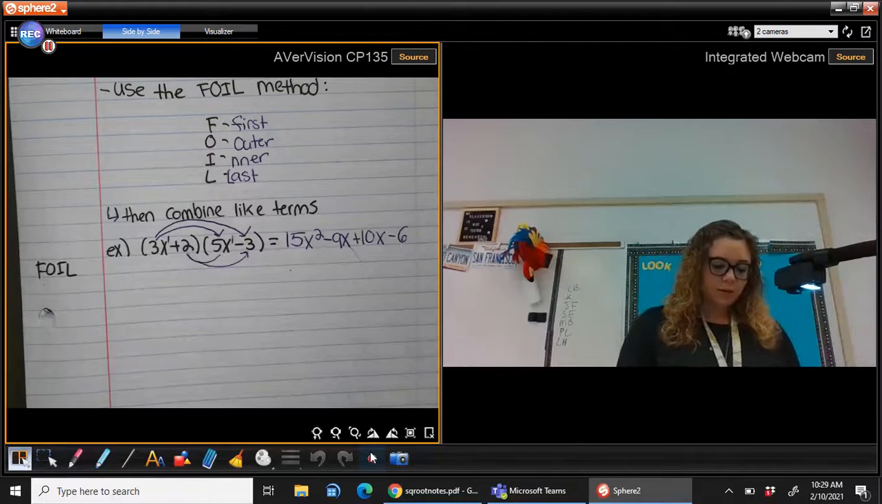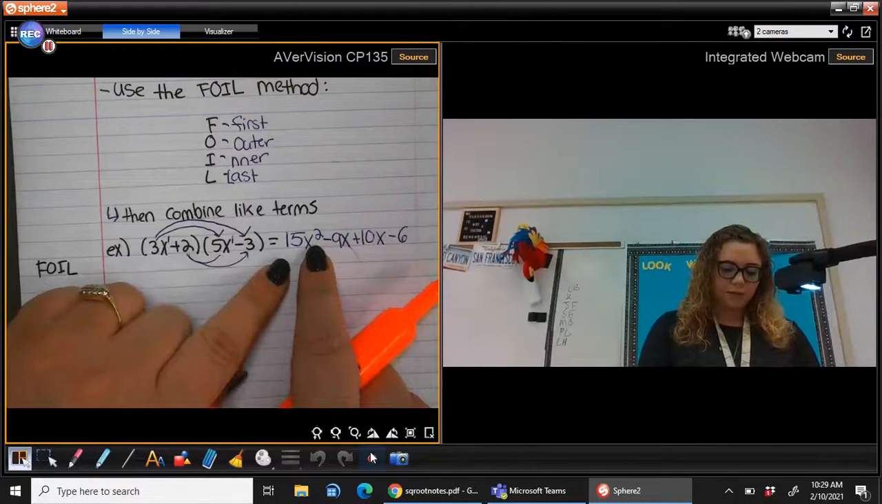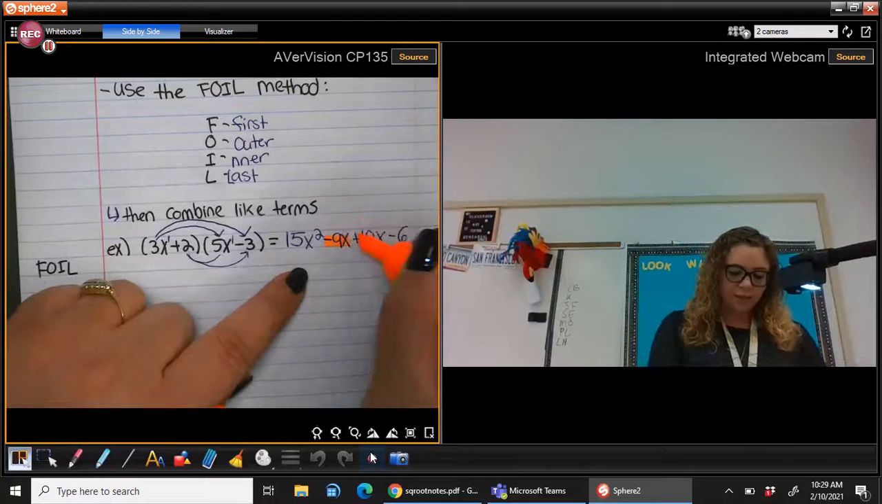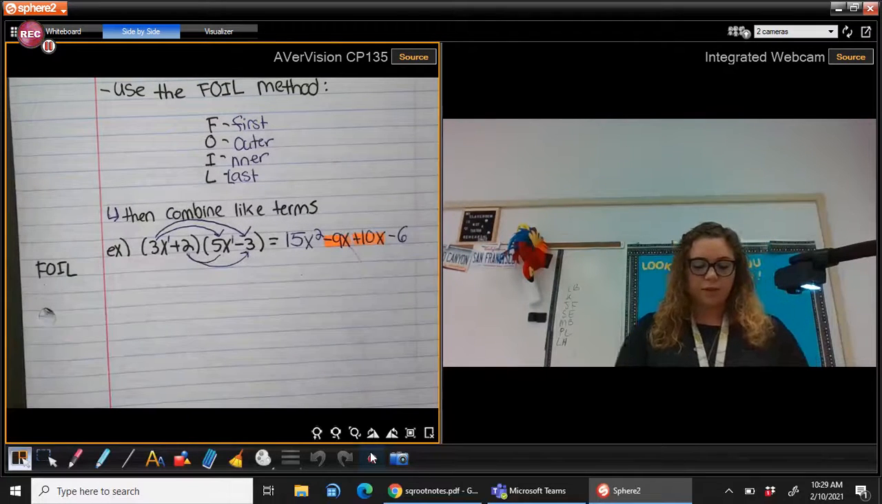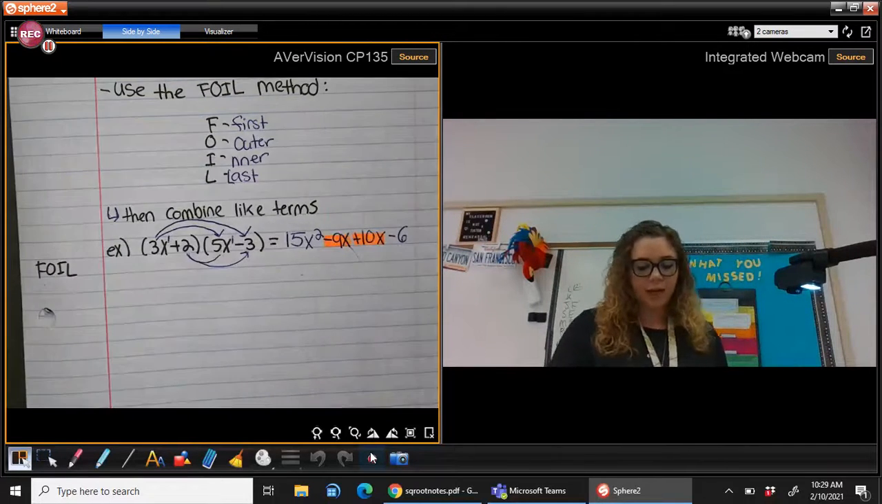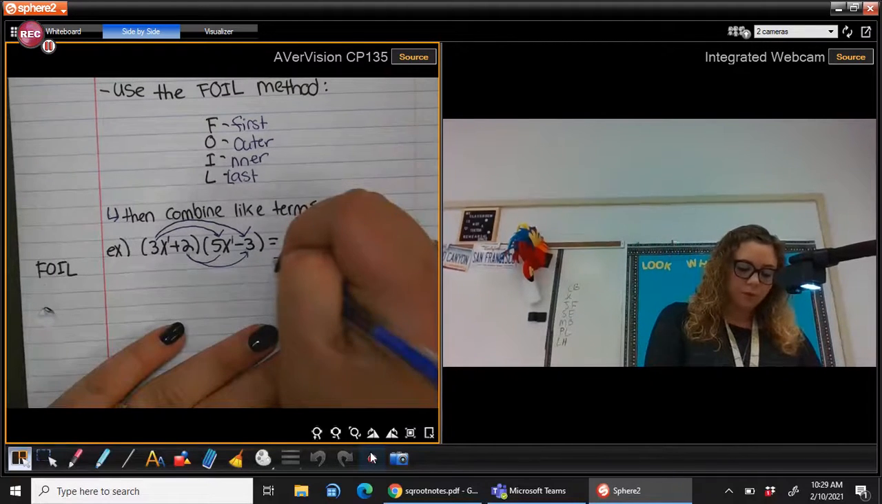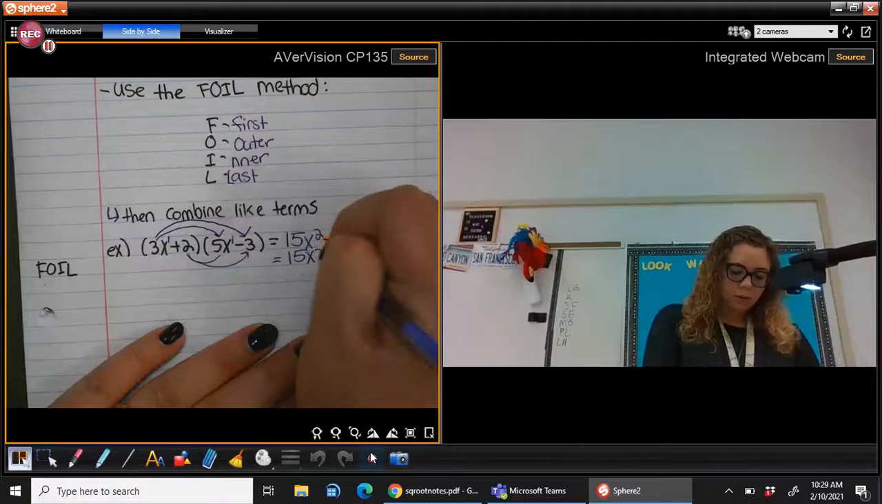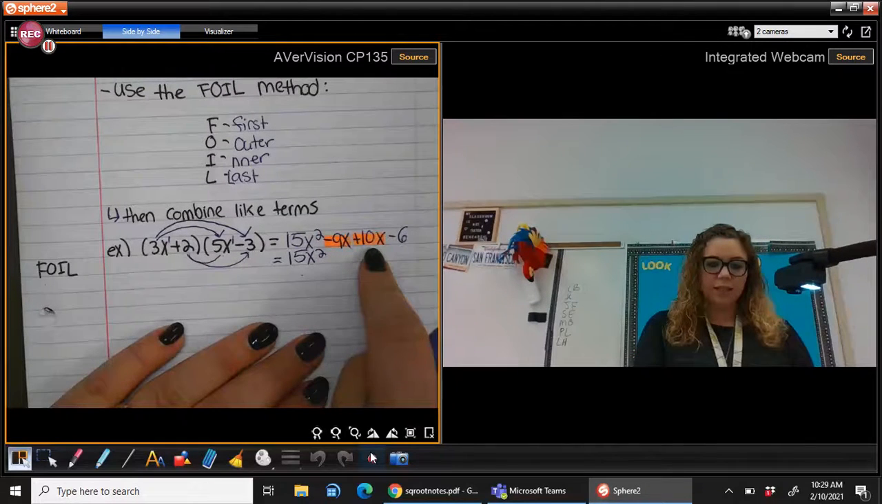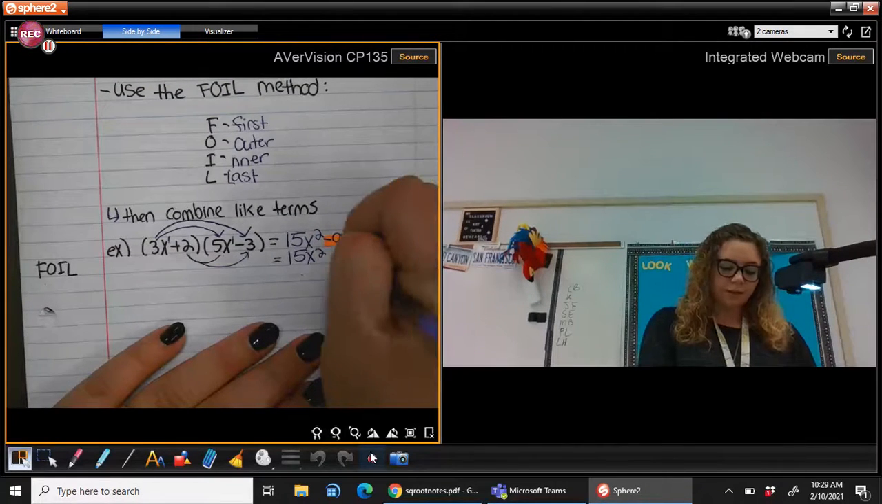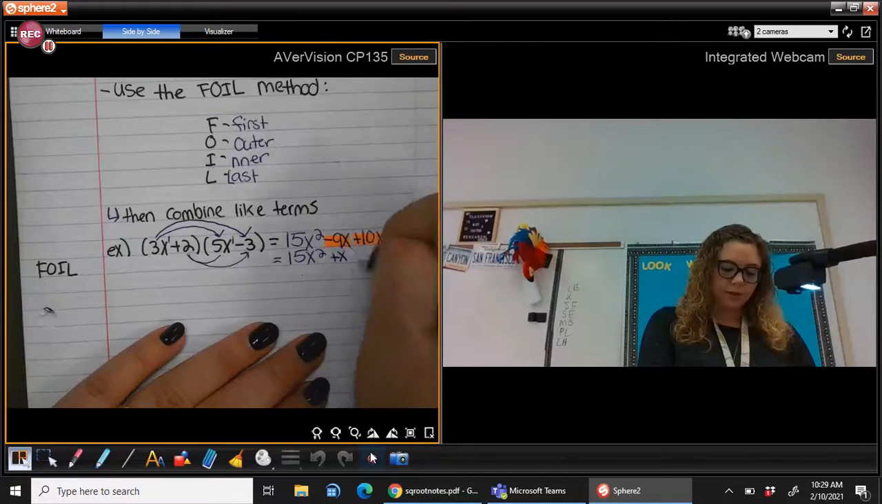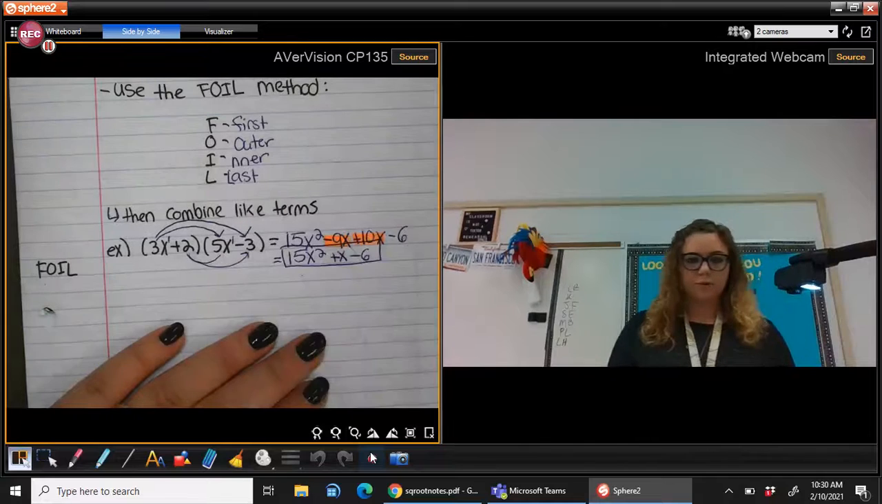So let's see. So I just have 15x squared, I have negative 9x, and then I have another 10x. So those are the only two I can combine. And remember, you still need to write in descending order. And negative 9x plus 10x is going to give me x. And I have negative 6. And this is my answer. Okay.